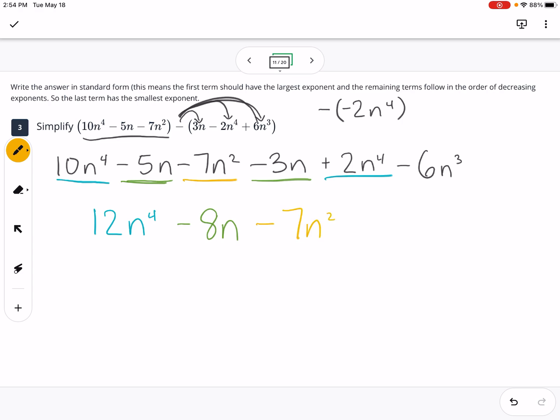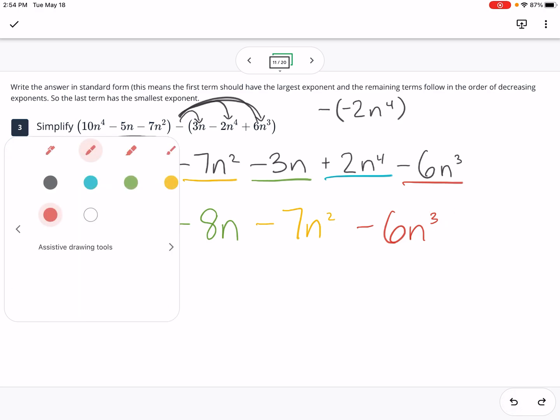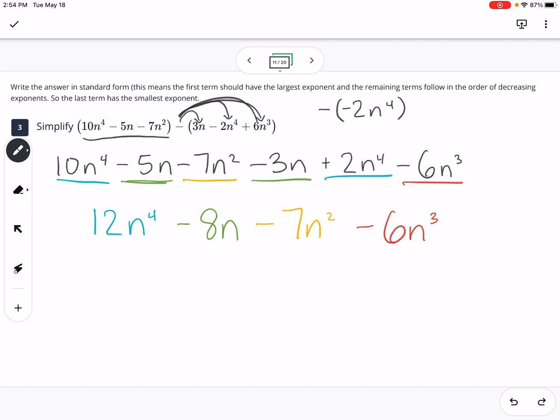And then I see here I have negative 7n to the second power. Notice I didn't combine it with anything because these are not like terms. This has a 2 and this has a 3. They are not like terms. They have different exponents. Okay, so now I'm going to write it in standard form.